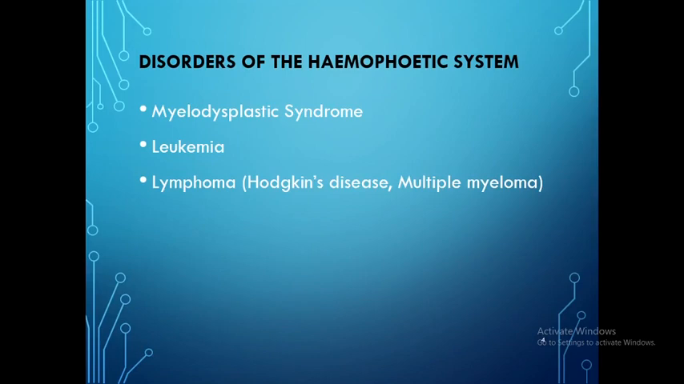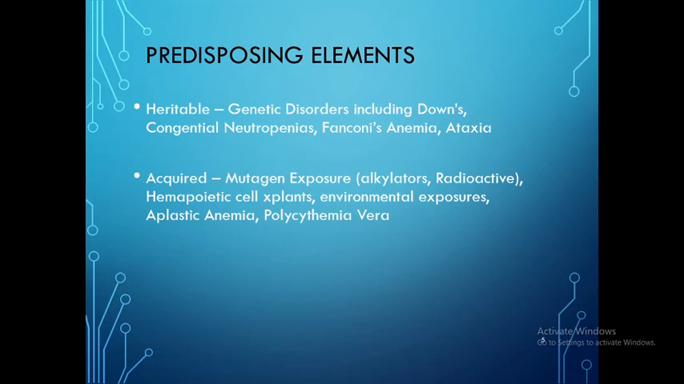Disorders of the hemopoietic system are mainly divided into three main disorders. First one, MDS or myelodysplastic syndrome. Then we have leukemias. Then we have lymphomas. Under lymphomas mainly we have Hodgkin's, non-Hodgkin's, and multiple myeloma. Let's go according to the presentation.